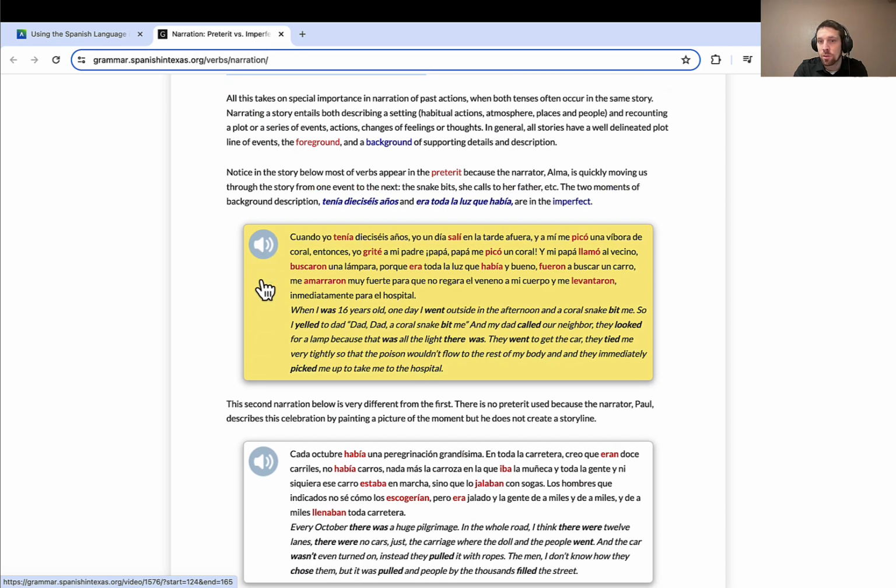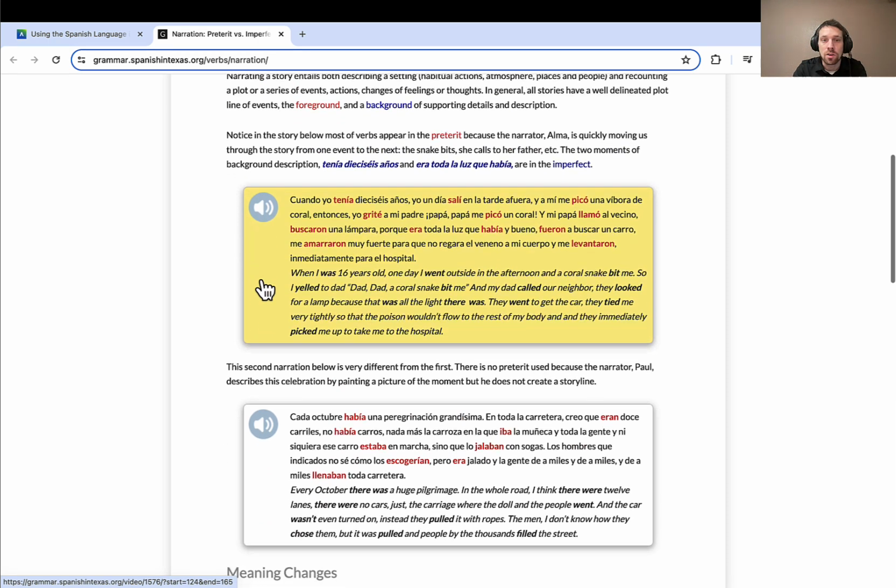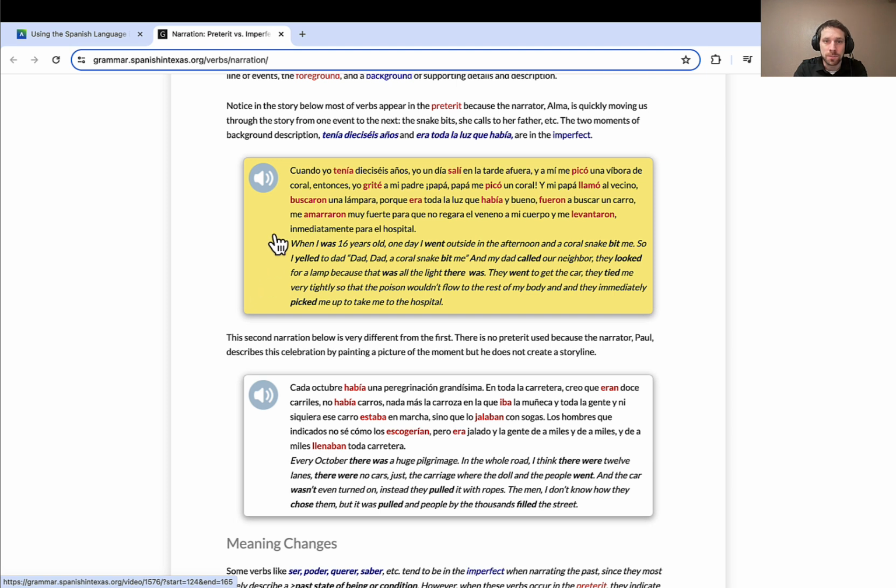Remember, you can click on the volume icon to hear a native speaker telling the story. But take a look at this little story here.